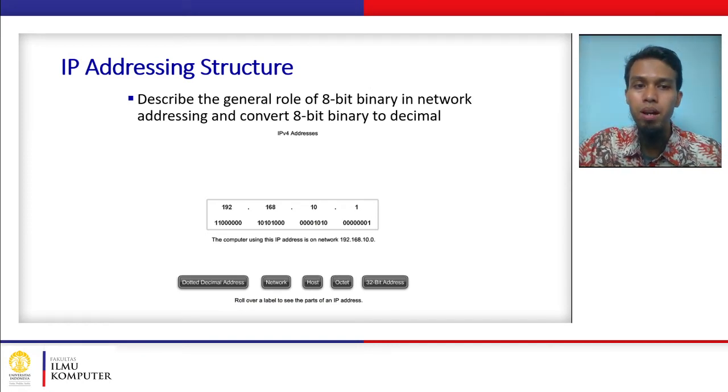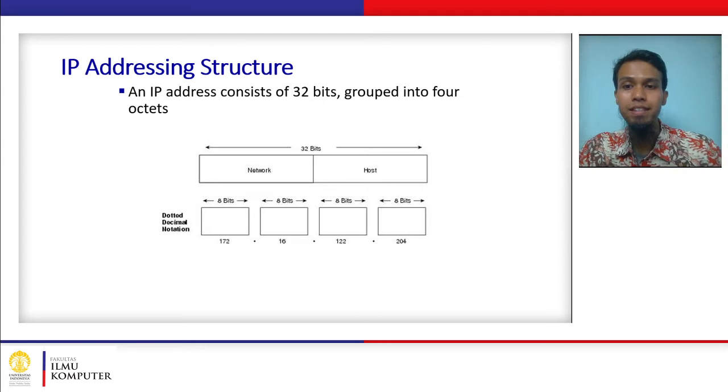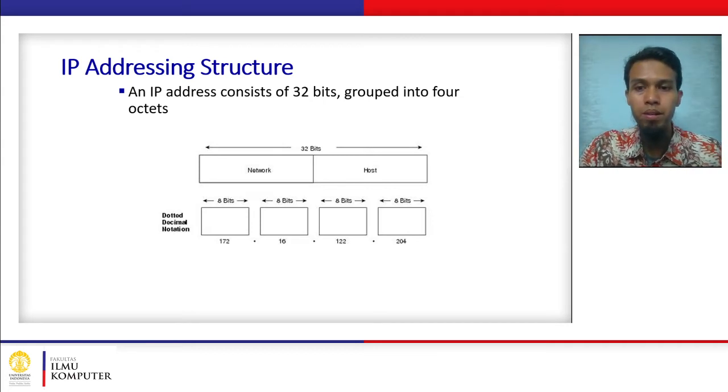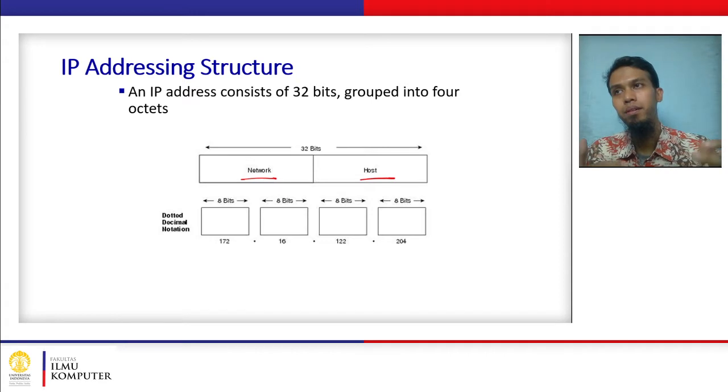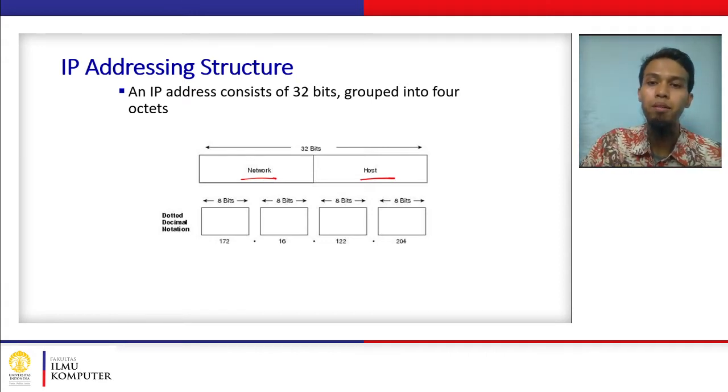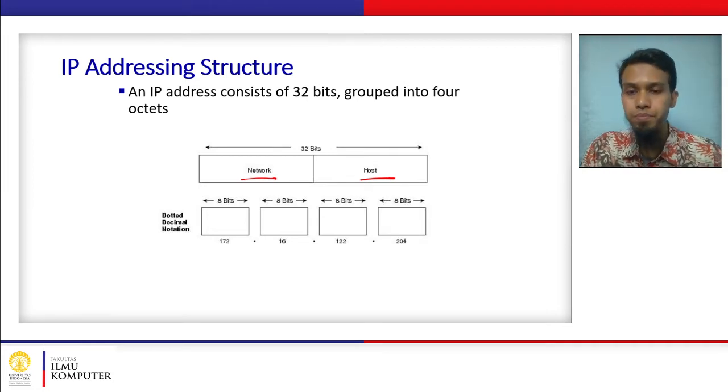Another thing is that an IP address has a network part and a host part. The network part and host part are not necessarily divided in half. It can be, for example, 24 bits for the network and 8 bits for the host, or 20 bits for the network and 12 bits for the host. It really depends on how many hosts we want to allocate in the network. We'll talk about this later.